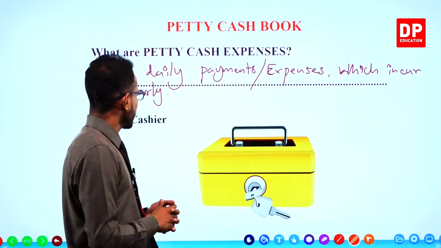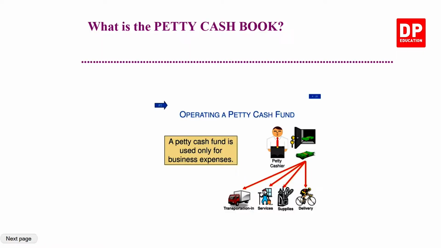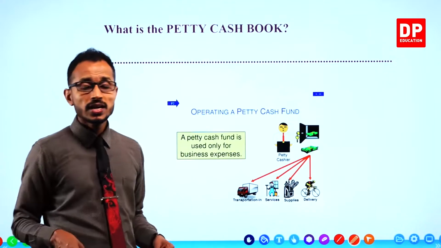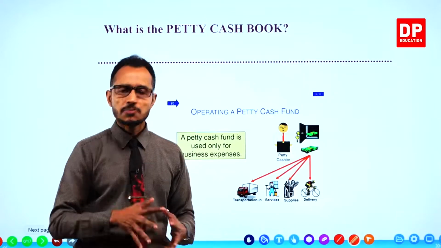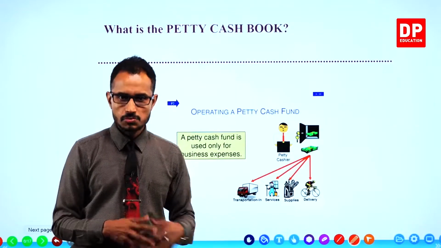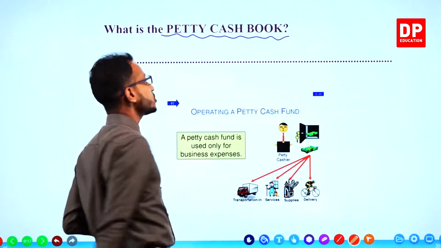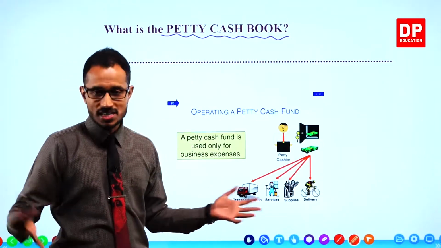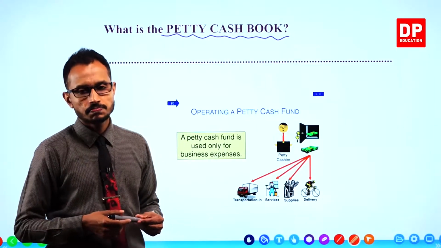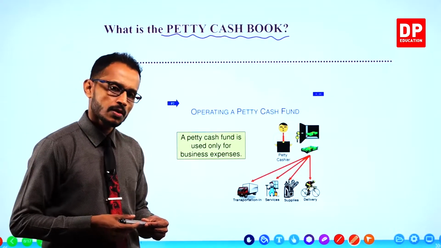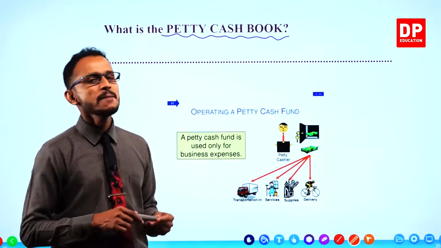So what is the petty cash book? The petty cash book is the book which is used to record petty cash expenses, petty cash transactions. Most of the time the petty cashier handles the petty cash book. There is a system called the petty cash imprest system.